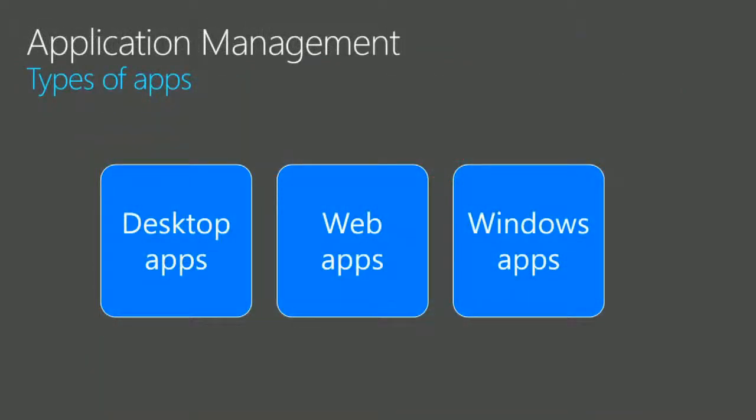That brings us to application management, which is a team that historically has been undersized and underappreciated. In order to make sure that applications work on Windows 10, you first need to know what applications you have. And there are multiple types to worry about. Desktop apps, if you're running Windows 8 or 8.1, the modern Windows apps, and web apps or web pages.